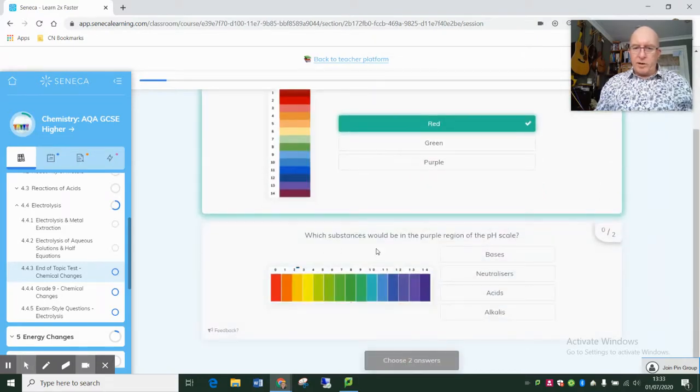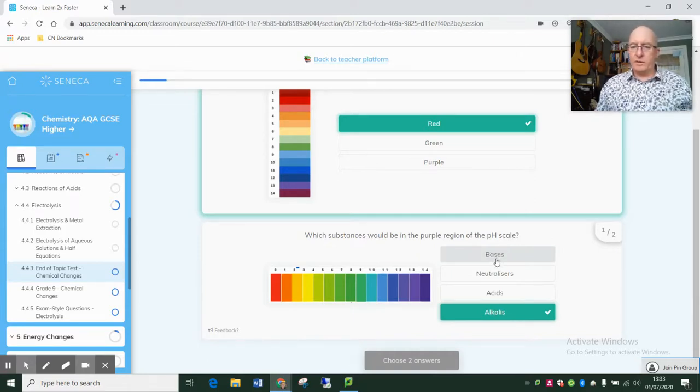Which substances would be in the purple region? So acids are at the red end, and at the other end are the alkalis, but we've got two answers to give here. So alkalis will certainly be one of them, and the other one is base. So an alkali is just a base that dissolves in water.